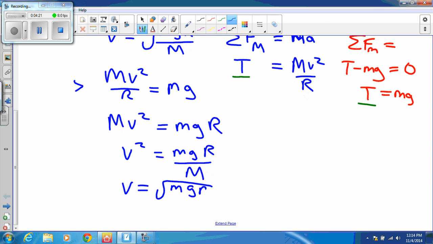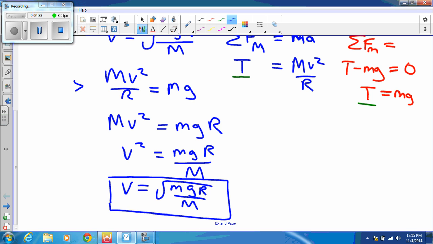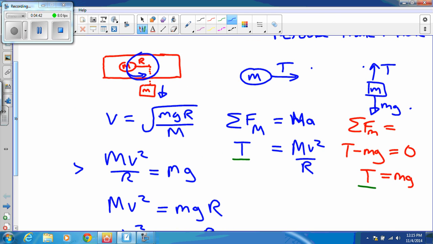Now in algebra class, you would be required to take a plus or minus square root, and in physics also. But in this particular case, the velocity, the speed, v, must be a non-negative number. So we consider only the positive square root here. And we are done.